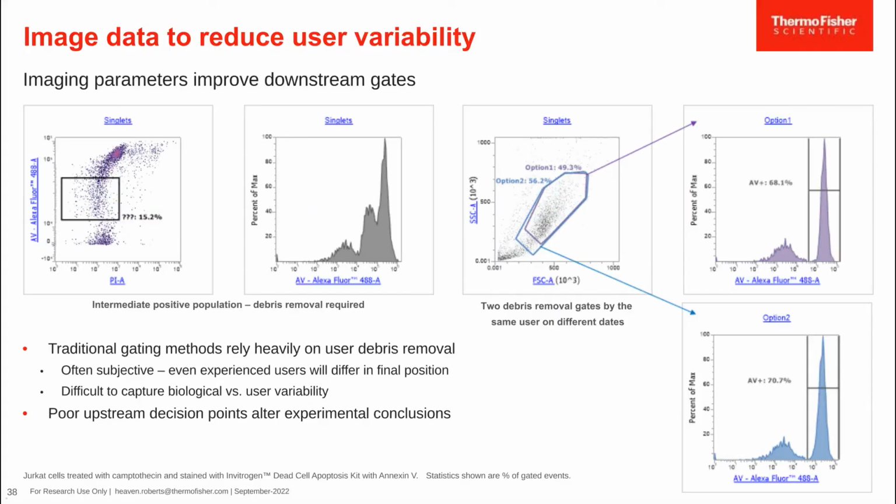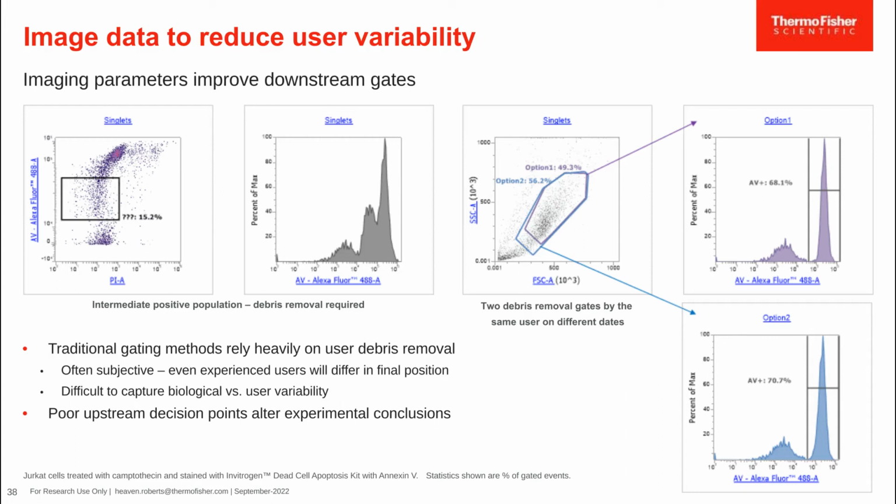This is an assay, I'm sure many of you have used annexin-5 and propidium iodide, and having an intermediate population here is not uncommon. This can depend greatly on how long you've incubated your cells with your toxin, et cetera. These are Jurkat cells with camptothecin, and I used the dead cell apoptosis kit, so you can see my annexin-5 staining on this left plot is on my y-axis. This intermediate population here is about 15% of my singlets.